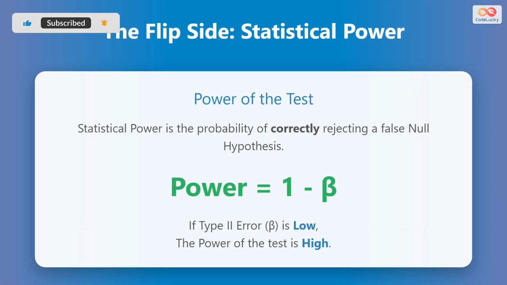There is a positive side to this coin called statistical power. Power is the probability of correctly rejecting a false null hypothesis. It is calculated as 1 minus beta. Simply put, if your risk of type 2 error is low, the power of your test is high. We want high power in our studies.